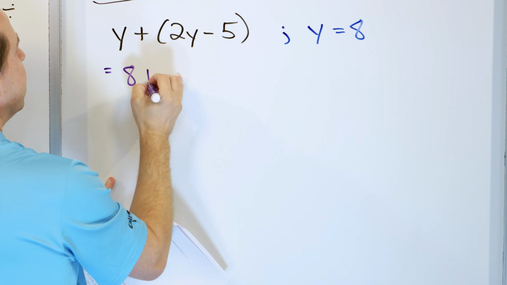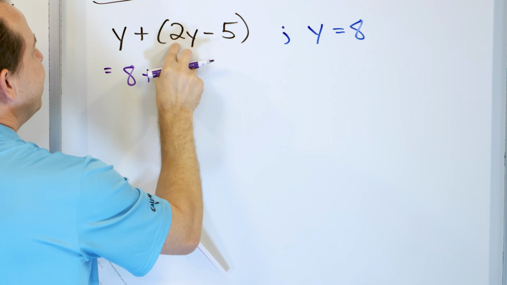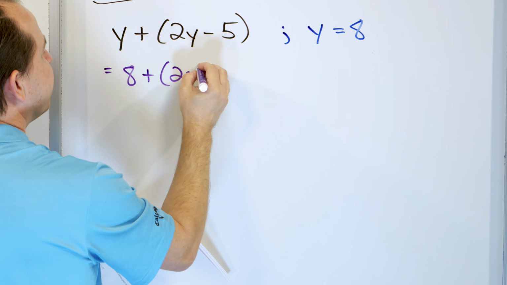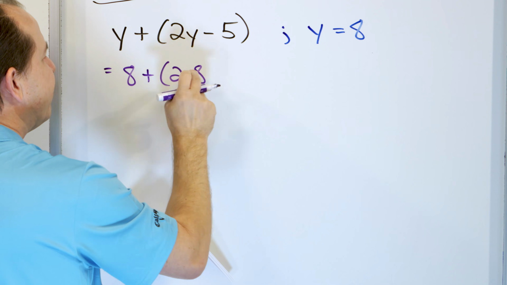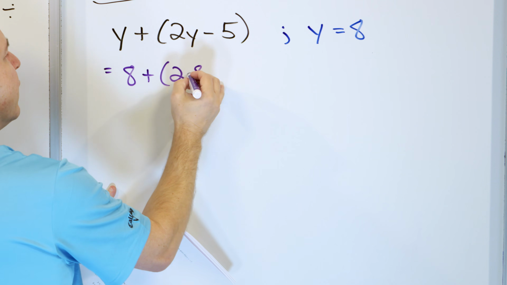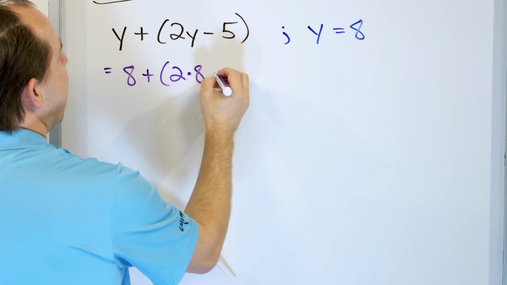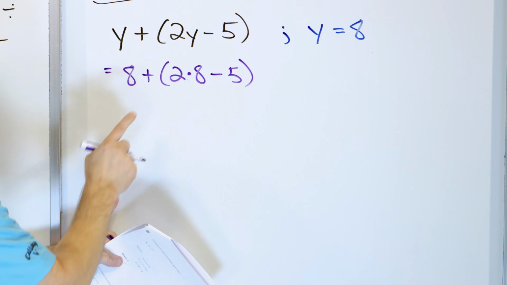So we say it's 8 plus 2. Now we have 2 times 8. You have to put some kind of multiplication here, you can't just put a 2 and an 8 together. That looks like 28. So you have to put a dot there and then minus 5. So you just substitute there.